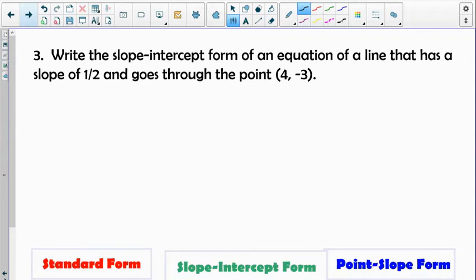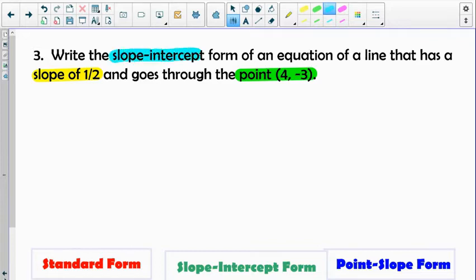All right, number 3. Write the slope-intercept form of an equation of a line that has a slope of 1/2 and goes through the point 4, -3. So a couple things happening here. The given information is that they're giving us the slope of the line and a point that the line goes through. Not the y-intercept, but just a random point.